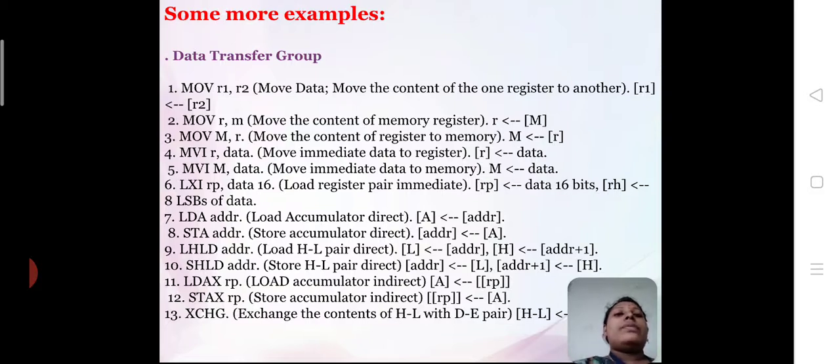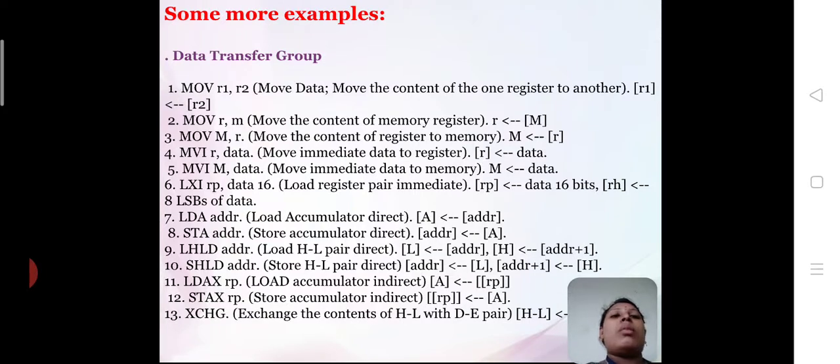Okay. Next, MOV R, M. Here M means memory. So move the content of memory into register. Whatever is stored in memory is directly moved into register R. Next, MOV M, R. Here the source is register and the destination is memory. Whatever content is present in the register is directly transferred into memory.